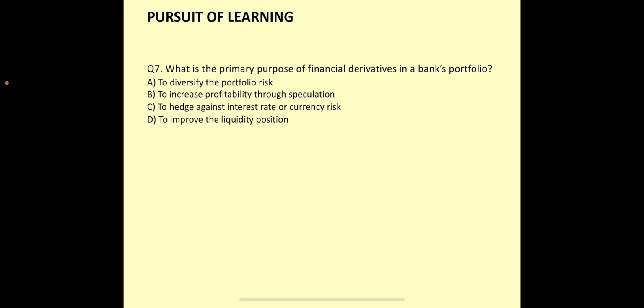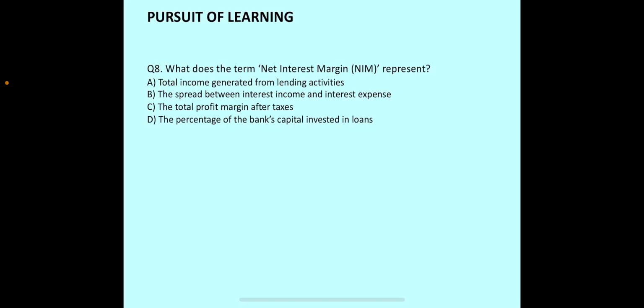Now, next question is, what is the primary purpose of financial derivatives in a bank's portfolio? The options are to diversify the portfolio risk, to increase profitability through speculation, to hedge against interest rate or currency risk, to improve the liquidity position. To hedge against interest rate or currency risk is the correct answer.